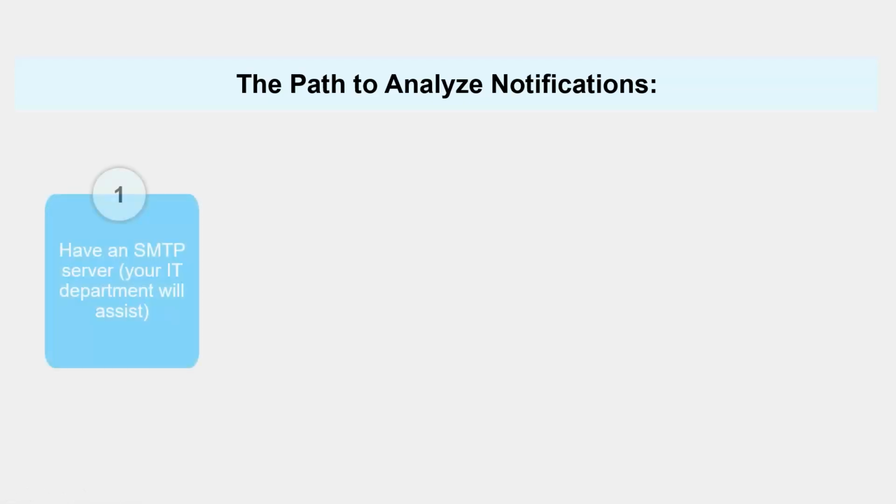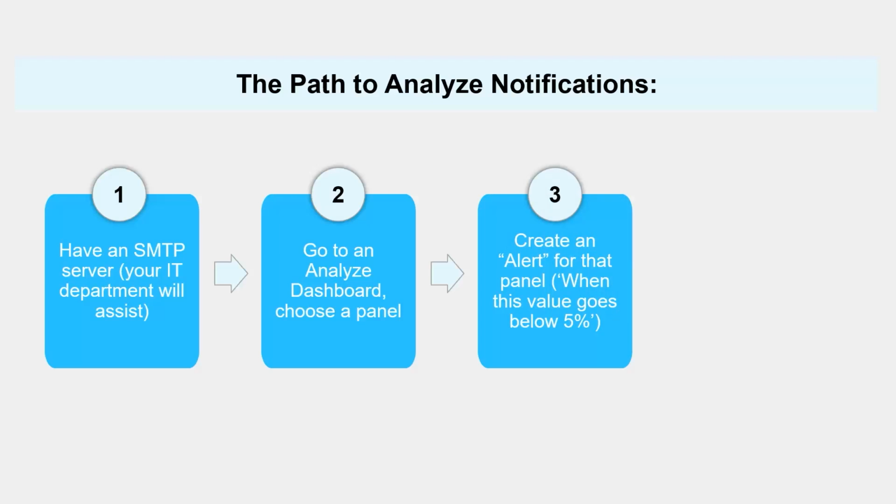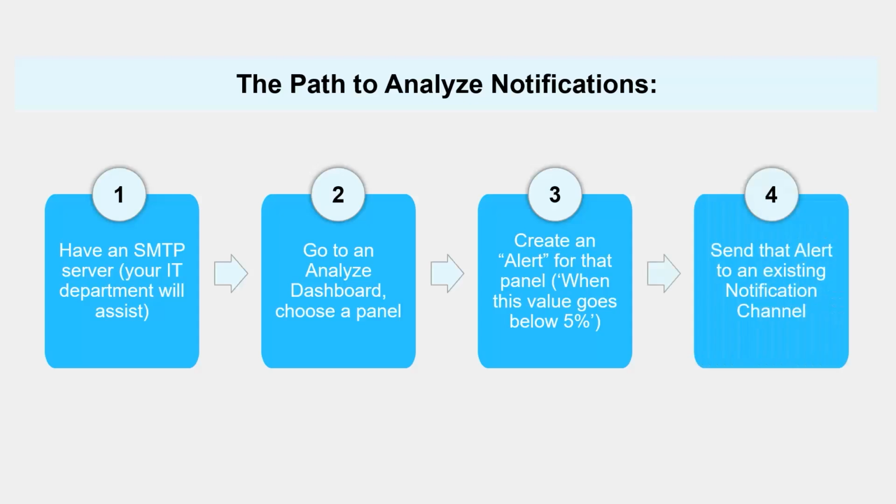So to summarize all the new terms, let's talk about the path to Analyze notifications. First, have an SMTP server. Your IT department will assist. Next, go to a dashboard that you like and choose a panel that you want to monitor, typically material or job progress. Create an alert for that panel, and we'll show you this live in a second, and you put in some logic like when this value goes below 5%, and you're going to send that alert to an existing notification channel.